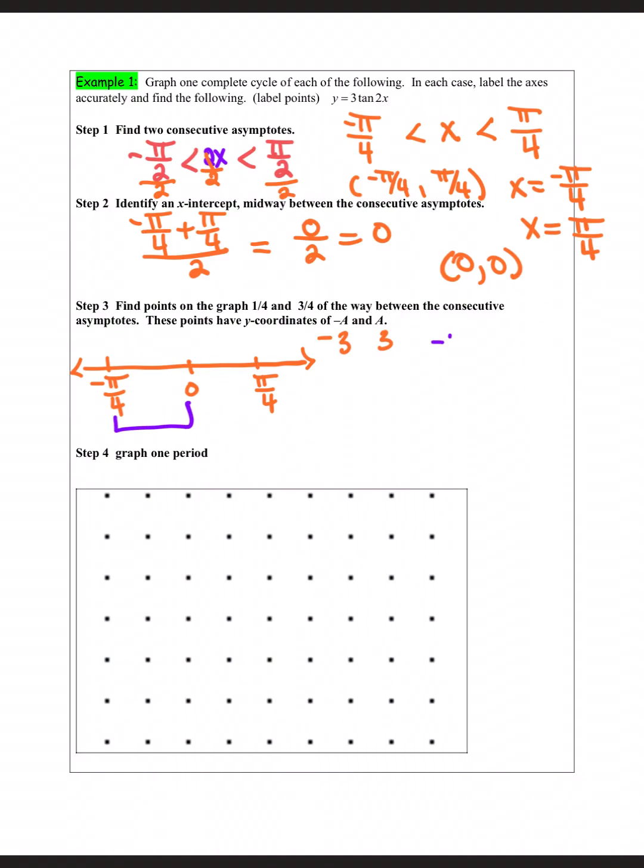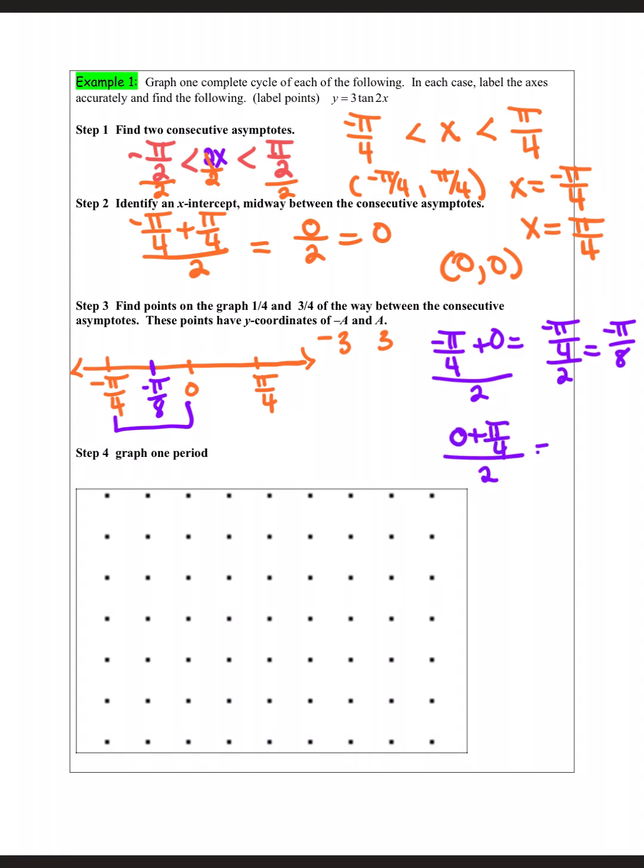To do that, we're going to add negative pi over 4 plus 0 and divide by 2. So negative pi over 4 divided by 2 is negative pi over 8. So between negative pi over 4 and 0 is negative pi over 8. And between 0 and pi over 4, we're going to add 0 plus pi over 4 and divide by 2. That gives me pi over 4 divided by 2, which is pi over 8.